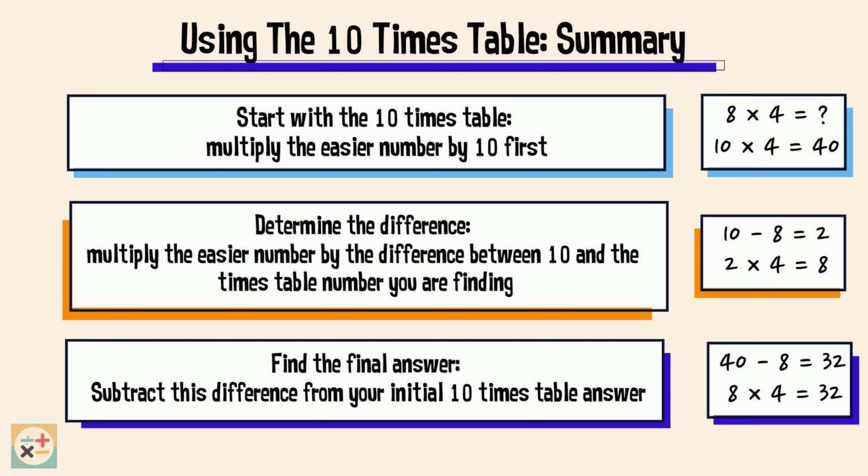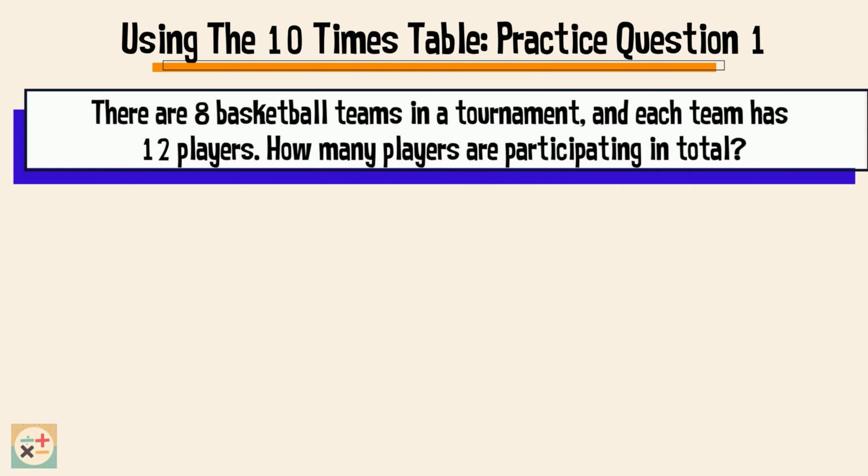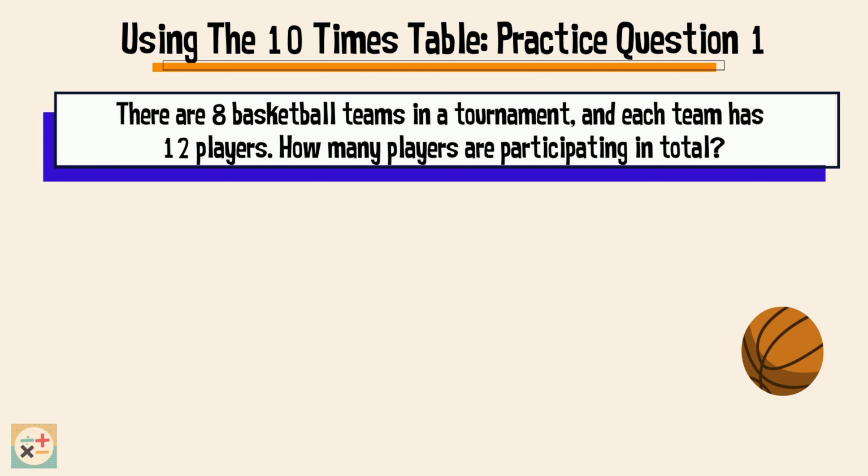When we use strategies like this, we're building something called number sense. That means we're understanding how numbers work together, instead of just memorizing them. This way, if you forget a fact, no problem. You can work it out with what you know. Have a go at these next 2 examples, and pause the video while you work on them.